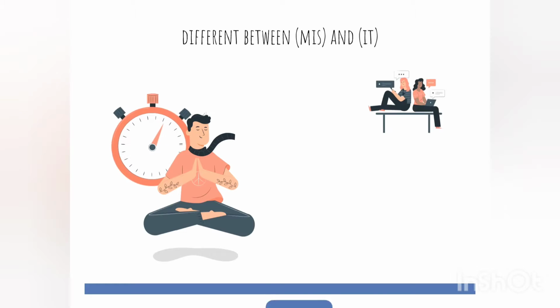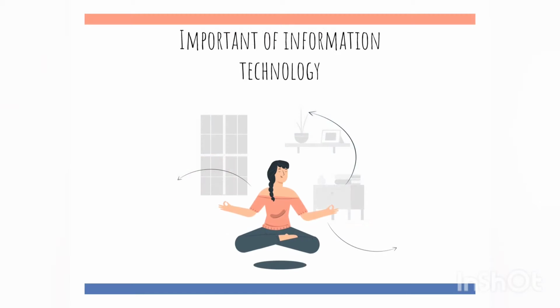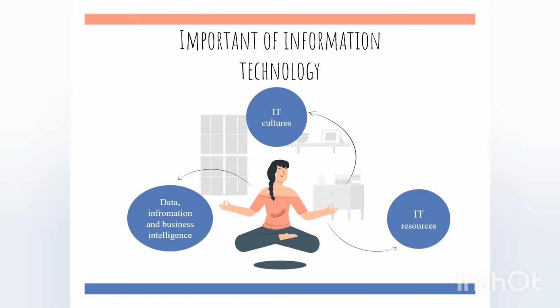Difference between MIS and IT. MIS is not IT. MIS is a business function, while IT is a computer-based tool. We move to importance of information technology. Firstly, we have data, information and business intelligence, IT cultures, and IT resources.